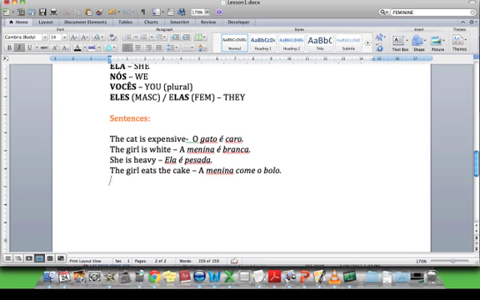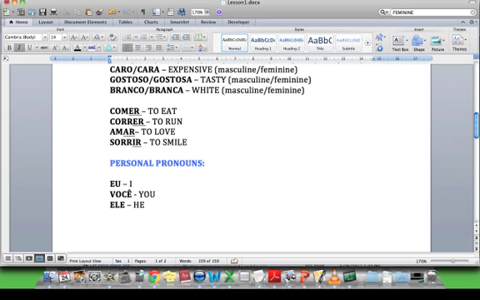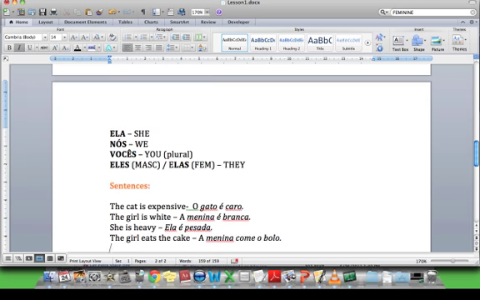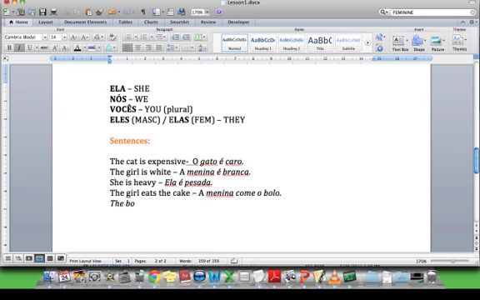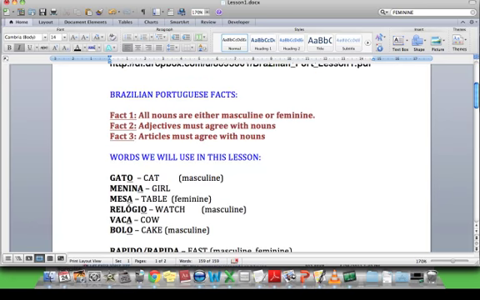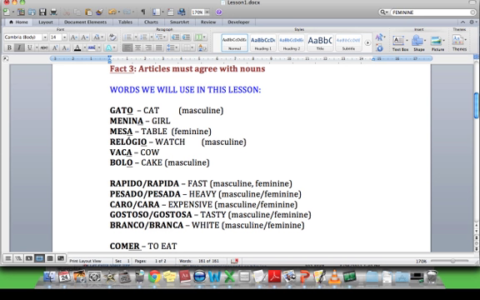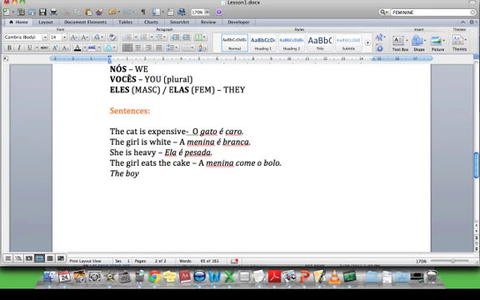Okay? So I'll give you one more exercise. How would you say the boy? Do we have the word for boy here? No, we don't have the word for boy, but I'll let you guess that. If girl is menina, how would you say boy? Try that on your own. The boy loves the girl. Let's see if you get that.